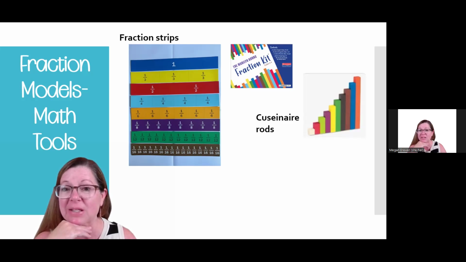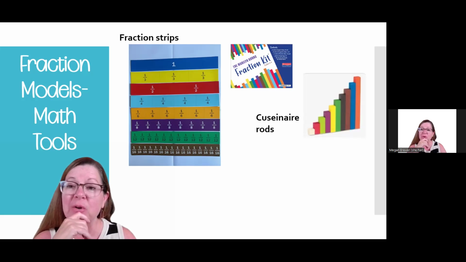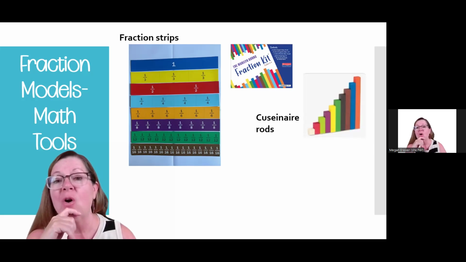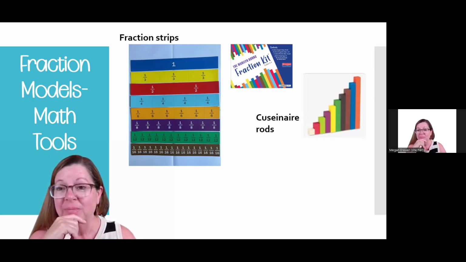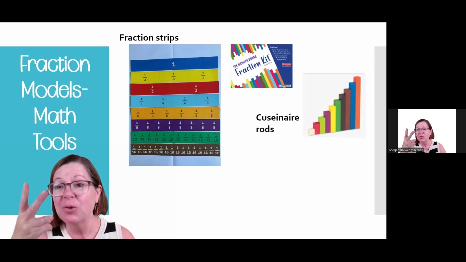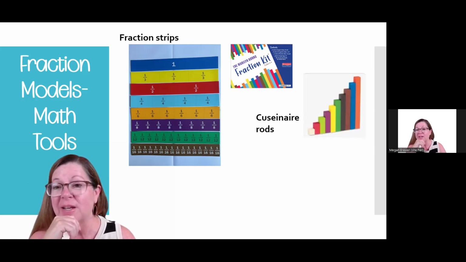And I could spice it up and say, now, no longer, the orange one's not a whole anymore. Let's say the red one equals 1 whole. What would we call the white rod? It's 1/2, because 2 white rods equal the red rod. Or let's keep the red rod as a whole. What would we call the purple rod? Well, that would be 2, because 2 reds equal a purple.